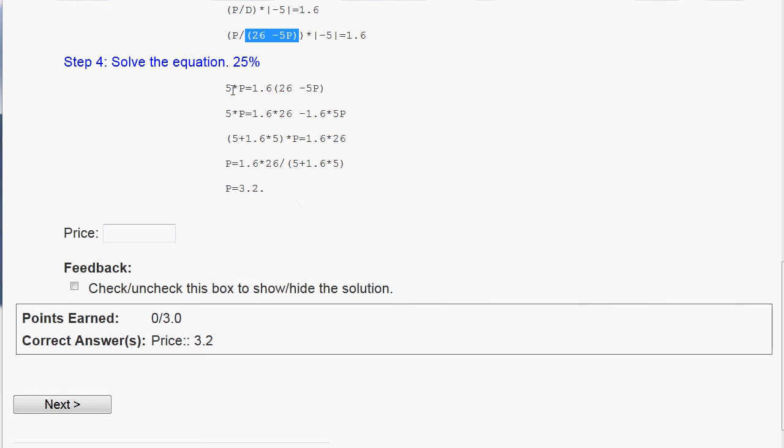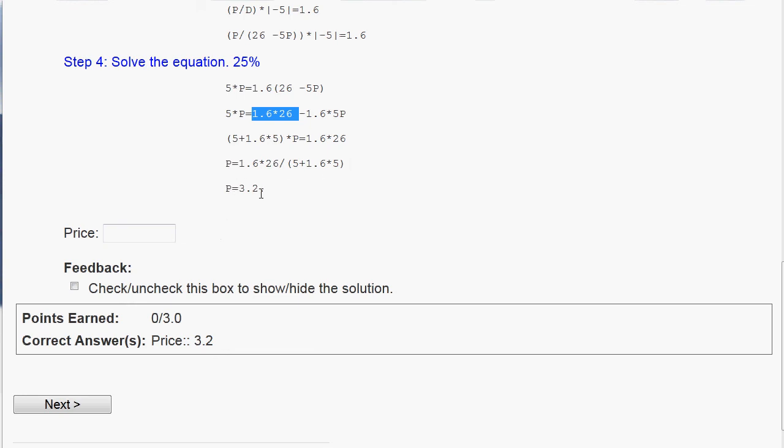This is the new equation. We distribute 1.6 to these two terms. That's the new equation. And we move this term to the left hand side. It becomes positive 1.6 times 5p. We collect the terms, factor p out, we get this, and on the right hand side we have this here. Therefore, p is equal to this, 3.2.